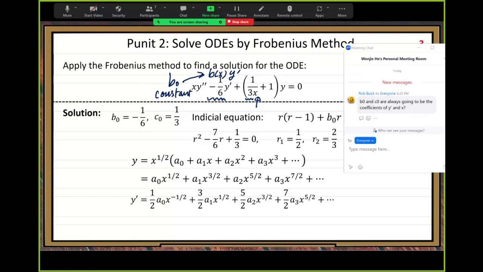Okay, constant term. Power series. B of x we assume is what's called an analytic function. We know an analytic function has a power series. But in the final, I do not give you a complex b of x. I only give you one term, one constant term. That's the b0.